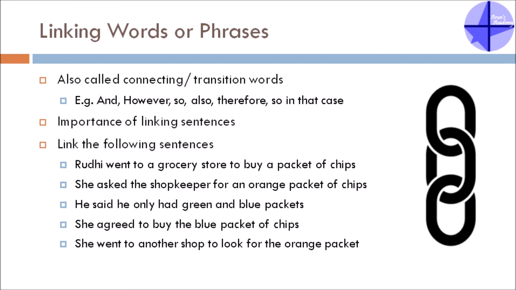You can use linking words or connecting words in your sentences like and, however, so, also, therefore, or so in that case. Okay, all these are examples of linking words or phrases. Now, what is the importance of these sentences? The reason why we link sentences is not just for us to be effective, but also for the listener or the reader to have a continuous flow of thought.